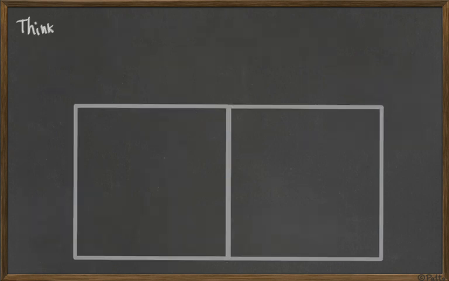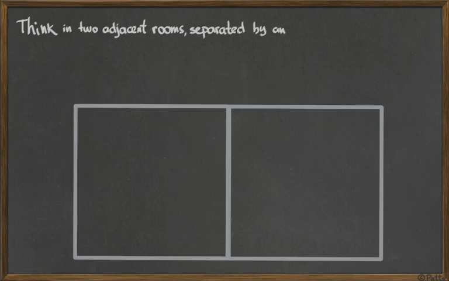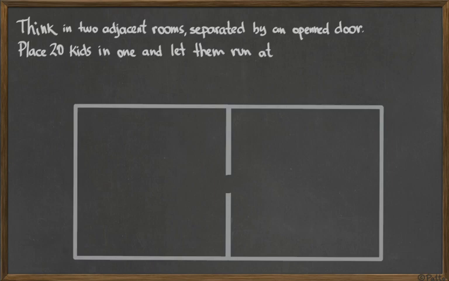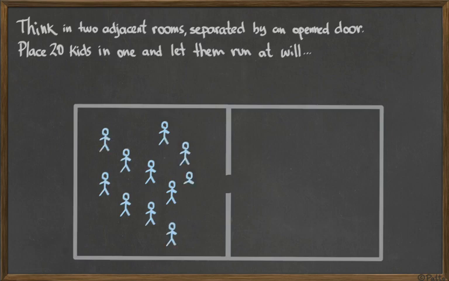So let's take a look at that, thinking of another example. Okay, this one, let's make it a little bit more palpable. Think that you have two adjacent rooms. In these rooms, you have a door between them, and we put 20 kids on each side, and we let them run at will. They can run wherever they want, they do what they do, kids run around.